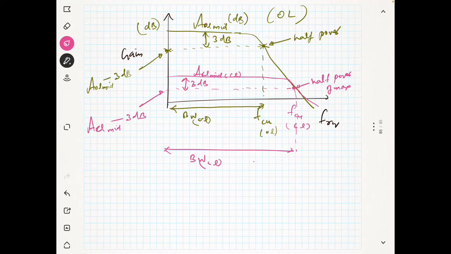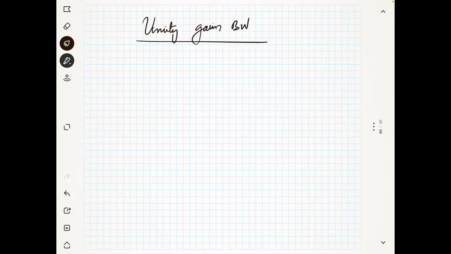And there is one more thing, which is known as the unity gain bandwidth, another concept. I will use the next page. So the concept of unity gain bandwidth.